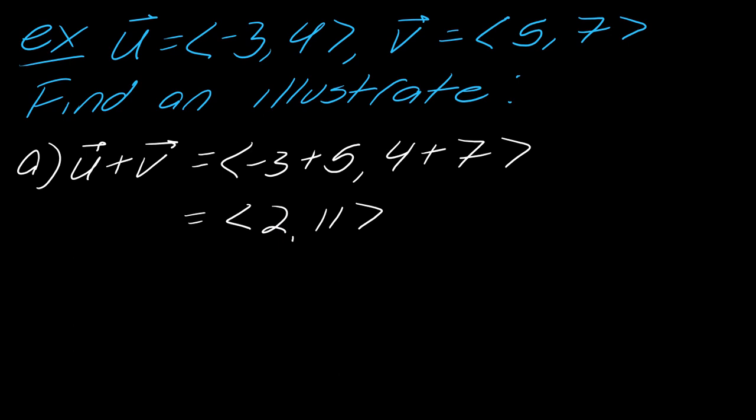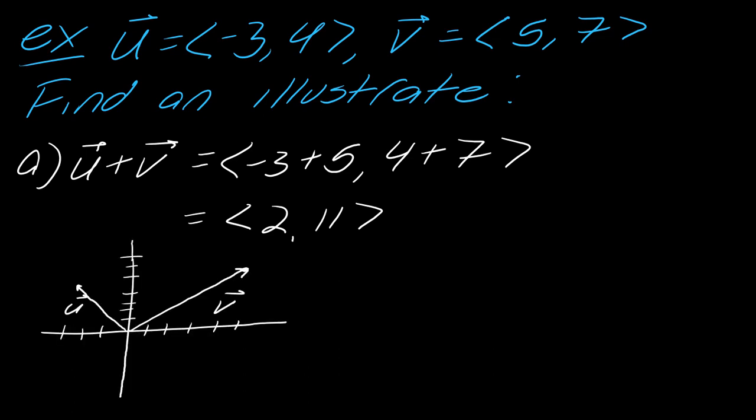Now, this should say find and illustrate. Sorry, that was my writing error. Anyway, to illustrate, here's my sketch. For u, I go to -3, 4, there's my vector. For v, I go to 5, 7, there's my vector. And then for the combination, I have to go to 2, 11, so I can just count that out. So there's my other vector.